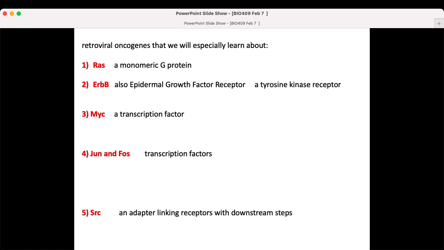Of the, say, 30, we'll just learn about these 5. And I ranked them by how much we'll learn about them. They're all in our book, and they'll come up. Some of them we won't talk about till after the first exam. They'll come up over the next month and a half, 2 months. So the first one is RAS.